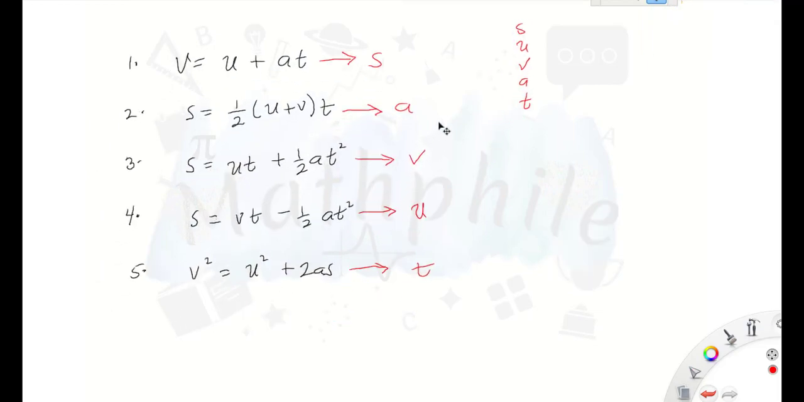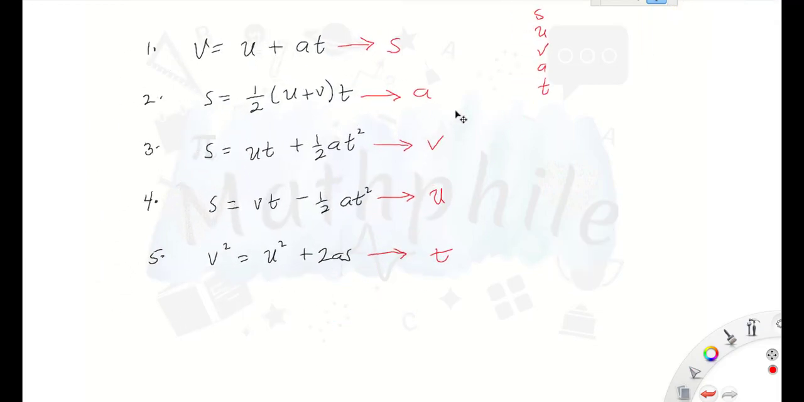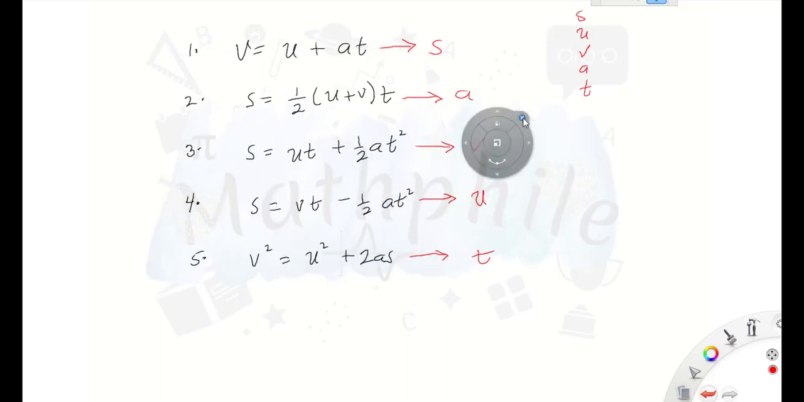Okay, so those are the 5 main SUVAT equations, the constant acceleration equations. They are only used on the assumption that the acceleration is constant. It's not every time that the acceleration is constant; it may not be constant, with jerk and those kinds of things. So all the questions we're going to solve, we assume that the acceleration is constant. When acceleration is not constant, you can't use any of these five.